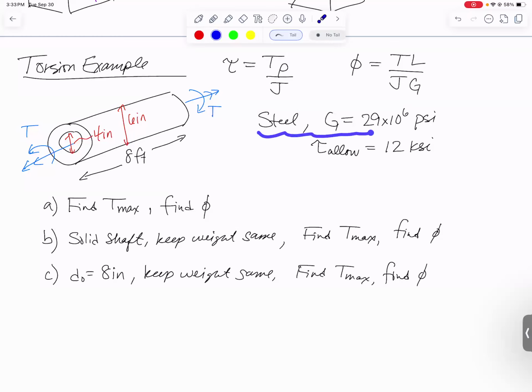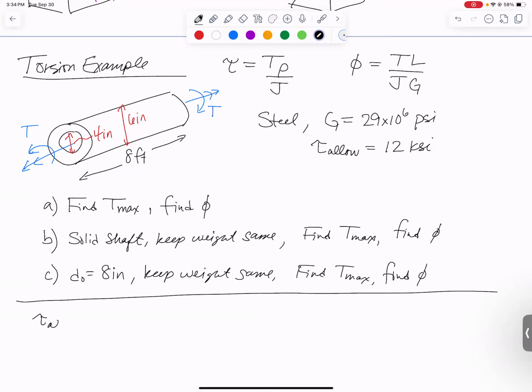We are told the material is steel with this shear modulus in PSI units, and we're given an allowable shear stress of 12 KSI. First, I'm going to solve part A. It wants us to find the maximum torque, and at that maximum torque, what is the angle of twist of this 8-foot shaft? So let's do that part of the problem first, then we'll come back and look at B and C. We have an allowable shear stress of 12 KSI. I want to set that equal to tau max and see what I can solve for.